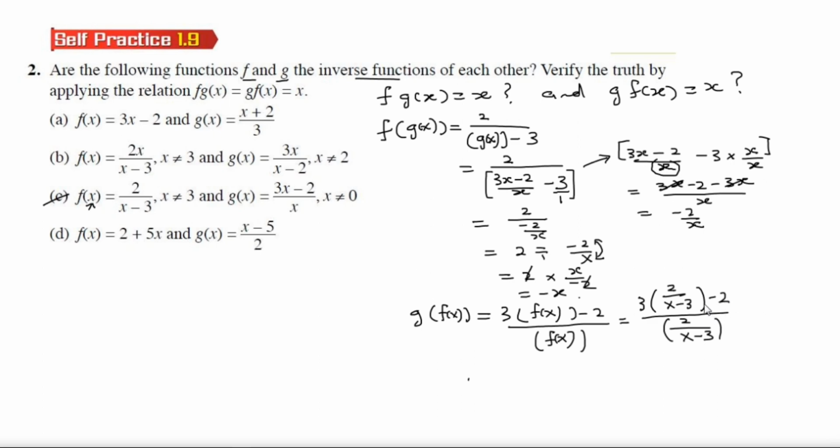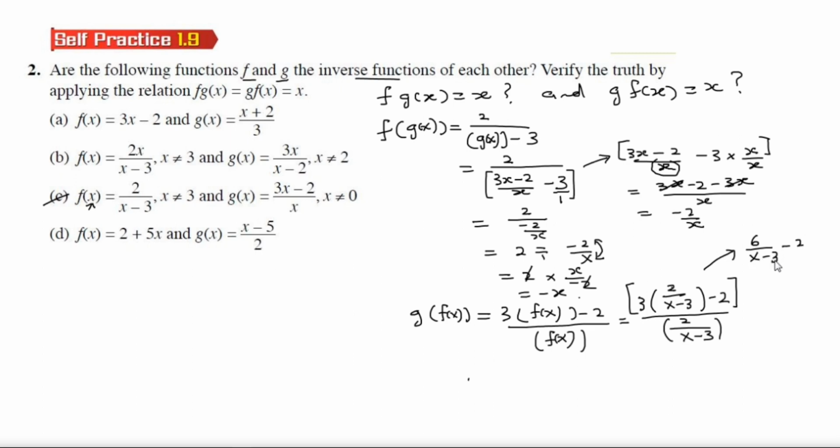Let's simplify this fraction step by step. 我们现在要简化这个分数。怎么样简化呢？我们先从 numerator 开始吧。Let's start from the numerator. Form the common denominator. So 3 times 2, 6 over x minus 3. Then the denominator is x minus 3.